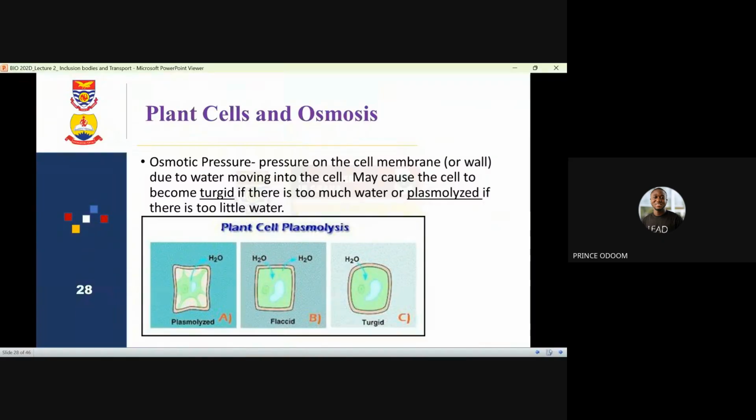So now, based on this clarification that I've given, what do you think will happen when a plant cell is placed in a hypertonic solution? What do you think? Because this is how we'll ask the question. What do you think will happen when a plant cell is placed in a hypertonic solution? Okay, Prince.